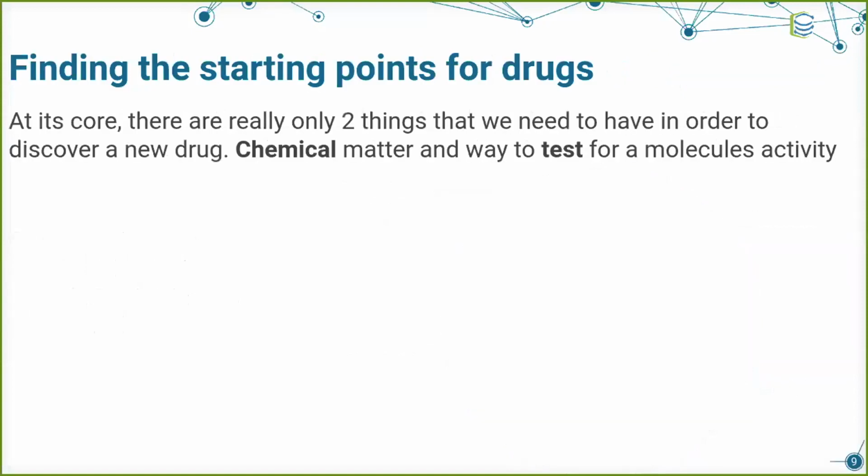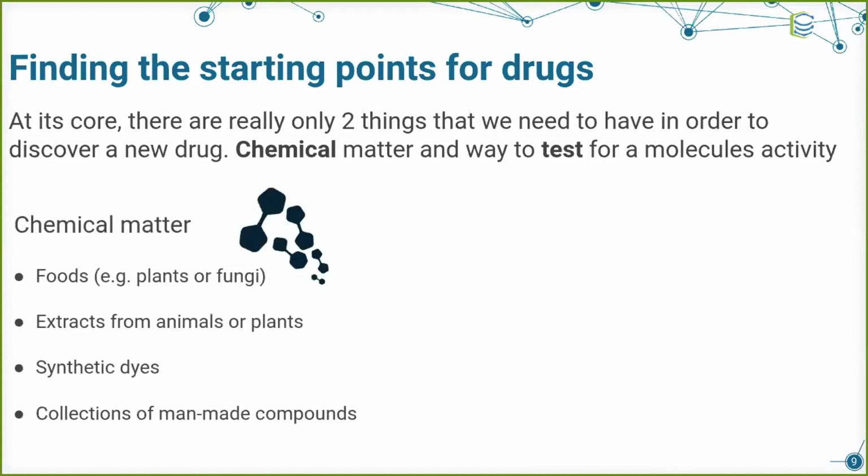So maybe let's take a little bit closer look at what we really need in order to start an investigation for discovery of drugs. And really at its core, there are two major things that you need to start a drug discovery program. And this is really simplifying things, but you need some source of chemical matter, right? So you need some type of molecule or collection of molecules to test. And then you also need a way to test them. So some kind of model system or some type of understanding of the disease. So let's look at the chemical matter.